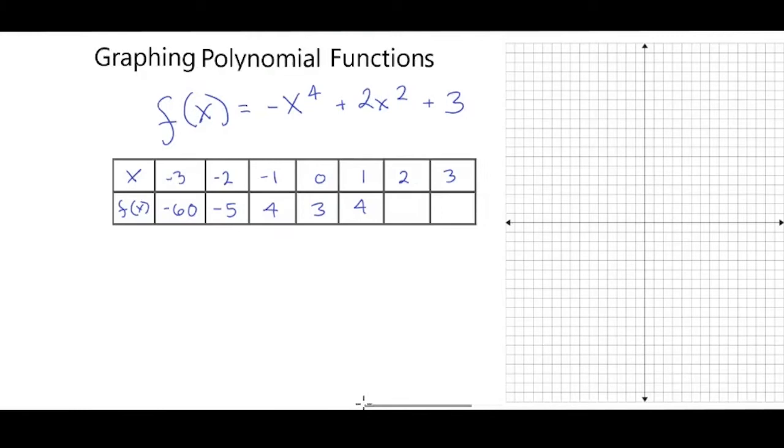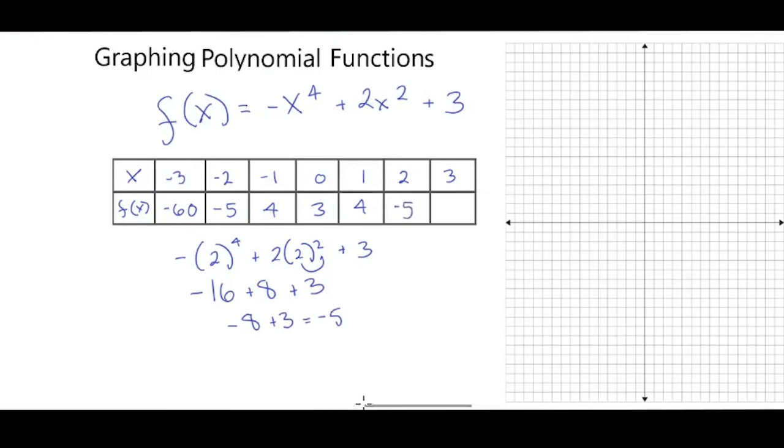All right, let's solve for x is 2. So it'll be -2 to the fourth power plus 2 times 2 squared plus 3. Well, 2 to the 4th power is 16, but there's a negative out front, so it's negative 16. 2 squared is 4. 4 times 2 is 8. And then we got plus 3 there. Well, negative 16 plus 8 is negative 8 plus 3. Negative 8 plus 3 is negative 5.